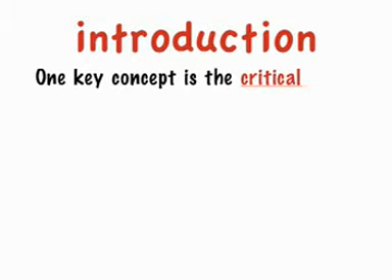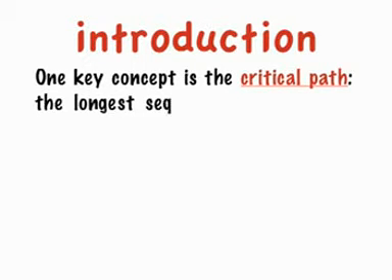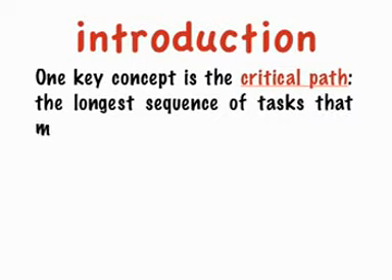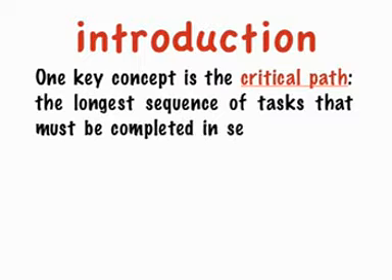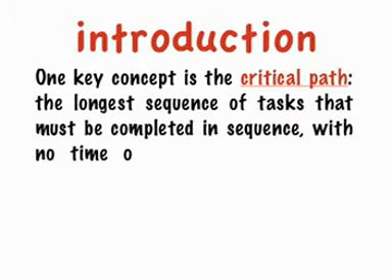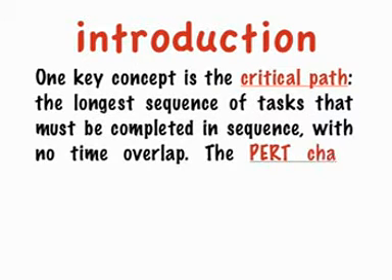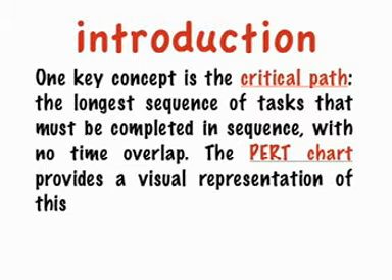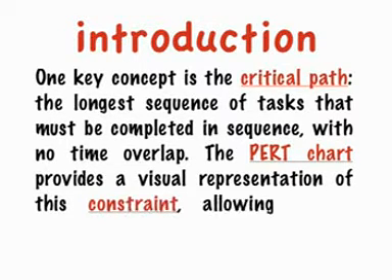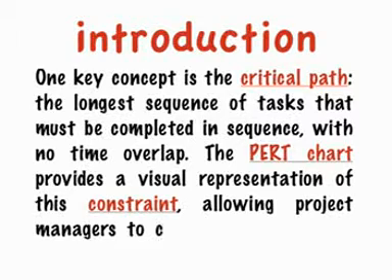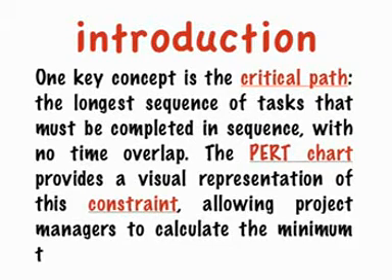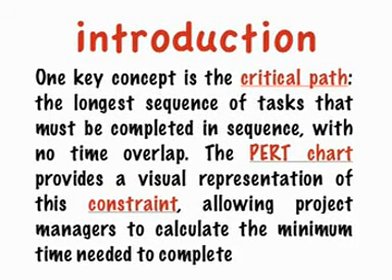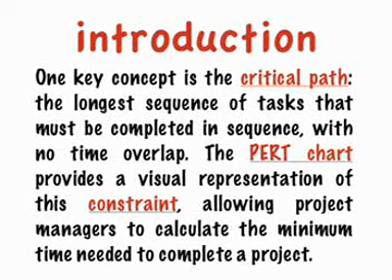One key concept is the critical path, the longest sequence of tasks that must be completed in sequence with no time overlap. The PERT chart provides a visual representation of this constraint, allowing project managers to calculate the minimum time needed to complete a project.